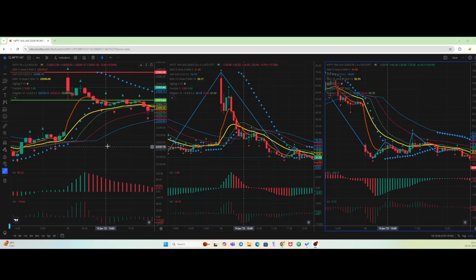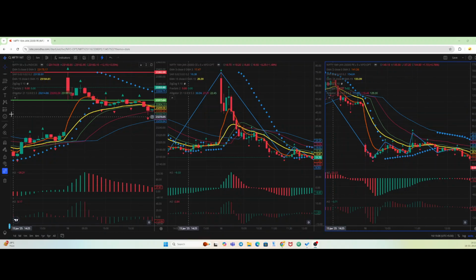Today we will see the trade review. The first candle today there was a gap up of more than 100 points. The first candle opened at 23,377 and closed near about 23,334. So here what we did, we selected the 23,300 CE and 23,300 PE.